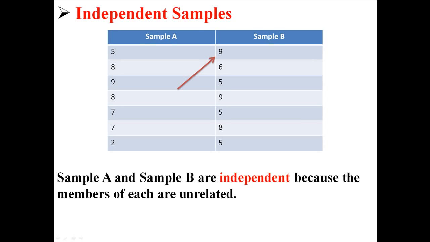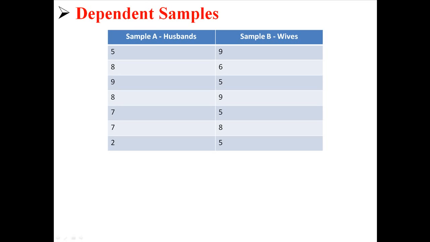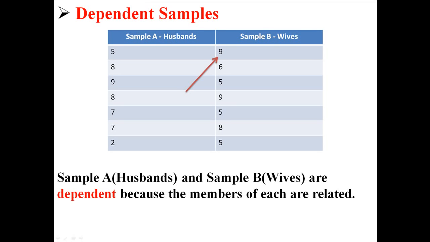This will be easier to understand if I show you an example of a dependent sample. So imagine now sample A is husbands and sample B is wives. So we have this 5 for husband, the first husband in sample A. Now, in order for this 9 to be here, we can't just pick any random person, any independent value. We have to pick the wife that is associated with that husband. The person that we put into that spot depends on the person we put into that spot in the other sample. That's why they are dependent samples. Sample A and sample B are dependent because the members of each are related.